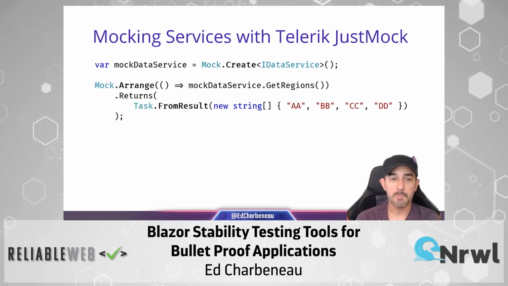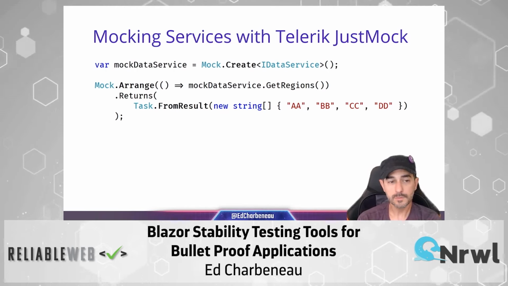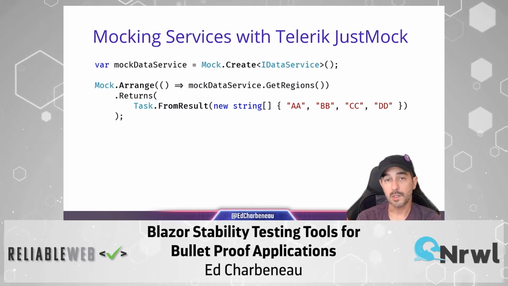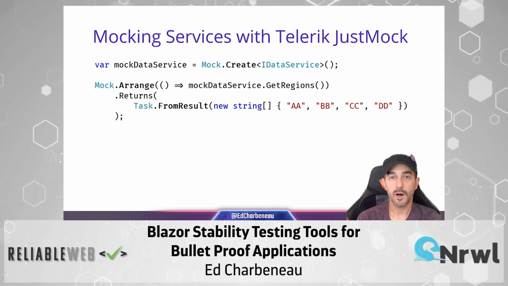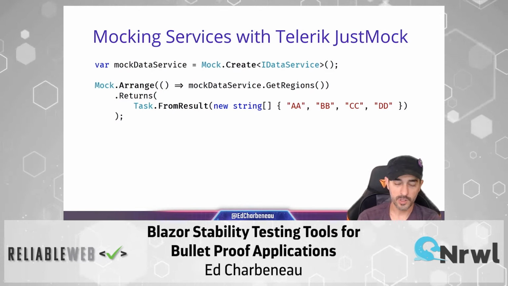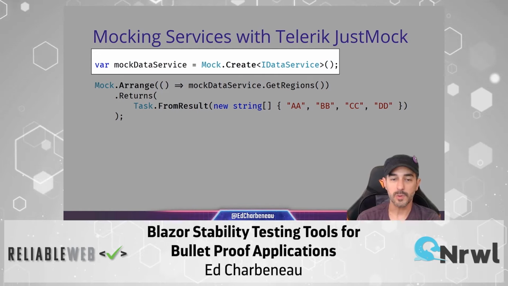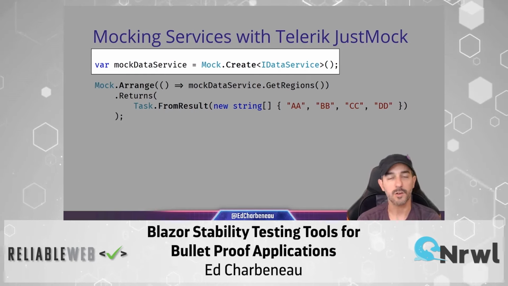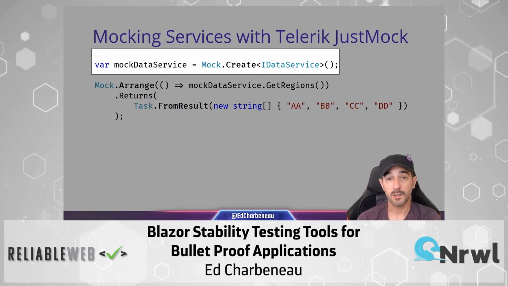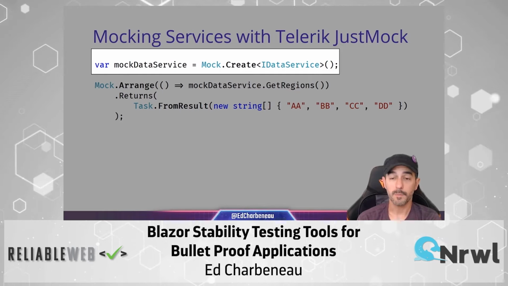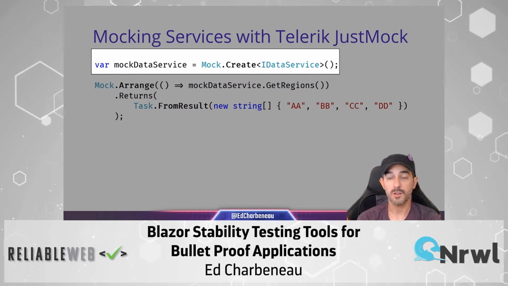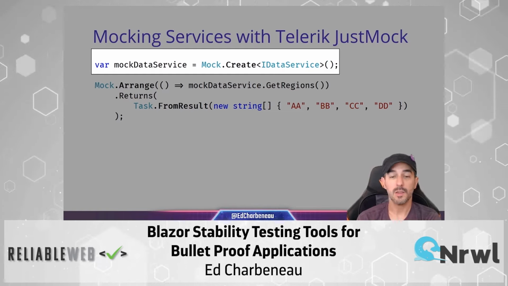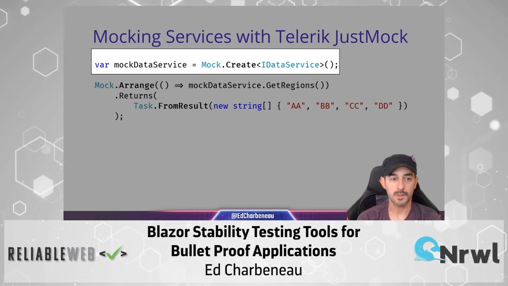So if we look at how to mock services with JustMock, it's very straightforward. We don't even need an actual object to mock a service. All we need is an interface. So with Telerik JustMock, we'll set up a variable and tell it to Mock.Create an IDataService. This interface can be anything in your application that you rely on for data, for example, or communicating with another part of an application, or authentication, things in your application that may vary from instance to instance.